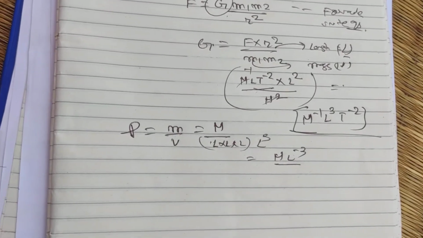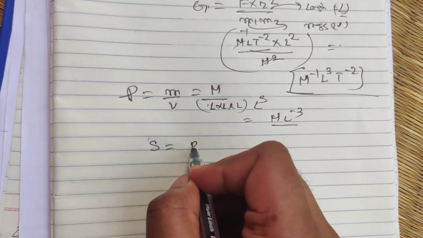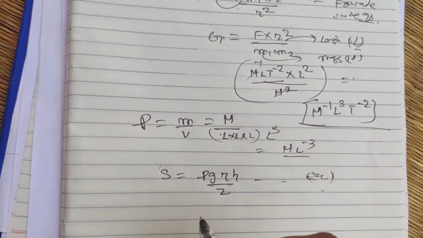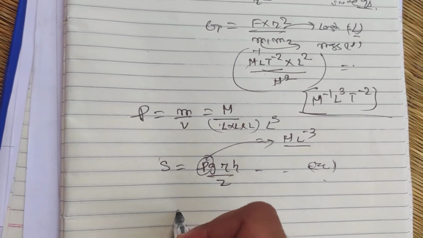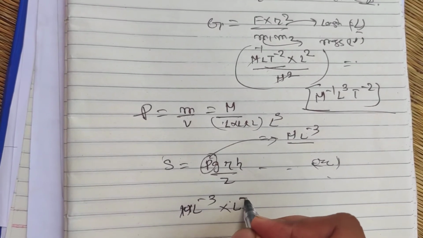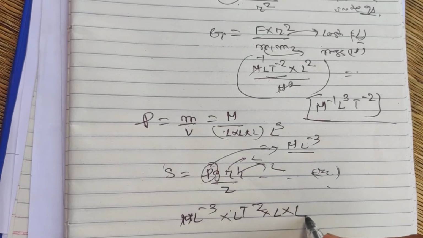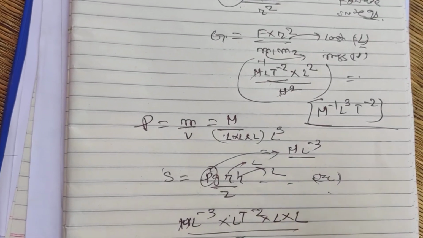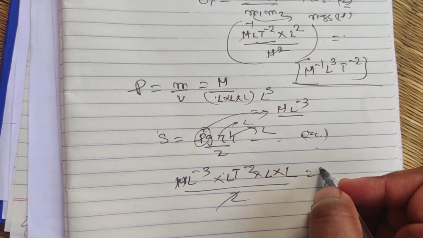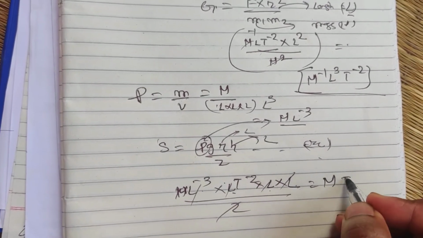Similarly, we can find out surface tension, which is equal to rho g r h upon 2. This will be given in the question. Rho, as you know, was found out as ML to the power minus 3. G is equal to LT to the power minus 2. r is taken as length L, and h is taken as length. 2 is a constant which needs to be considered. So finding this out, L to the power minus 3, L will be cancelled out, and MT to the power minus 2 is the answer.